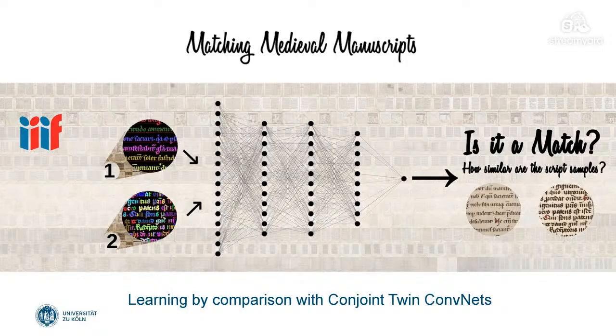So it's the two convolutional neural networks. In this talk, I'm not going into the details of that process the images and that are connected in the end. And then we get a score of similarity between the two samples, and it can tell us if it's a match between two manuscripts or not. So it tells us how similar the script samples actually are.